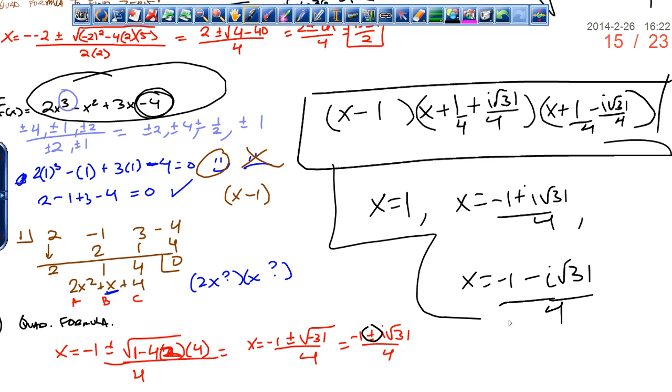Okay, so two ways to explain the same stuff. These are the roots, these are the factors. It's the same thing. Just look at the signs. They're opposites because we're saying these are the factors.